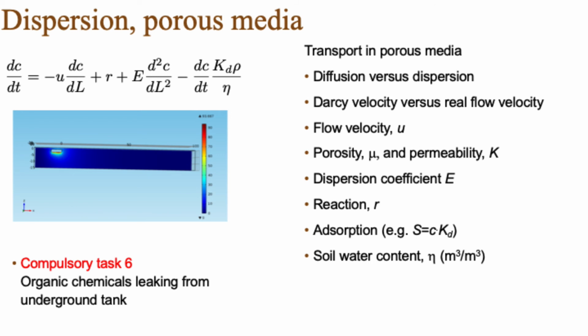Before starting on CT6, the students first must learn theory related to transport in porous media. This includes how diffusion is similar mathematically to dispersion, what the difference is between the Darcy velocity and the real flow velocity. The students then model how organic chemicals leak out from an underground tank using a mass transfer equation including convection, reaction, dispersion and adsorption.